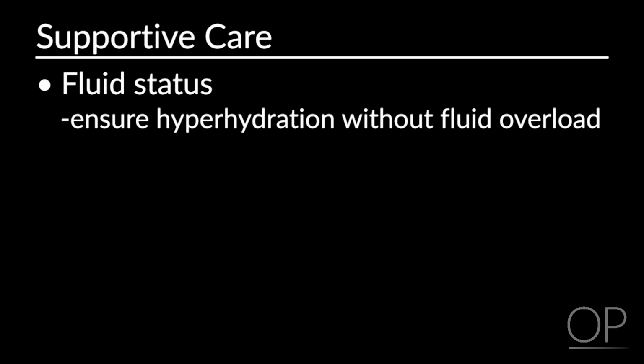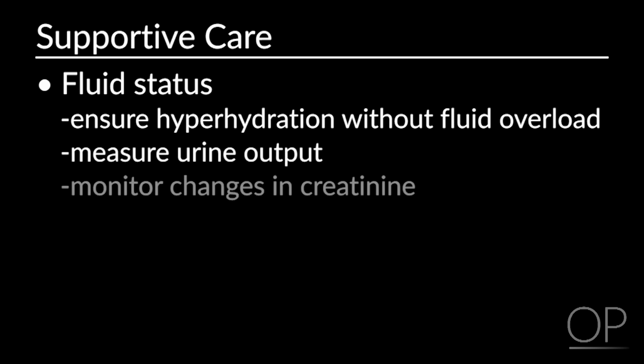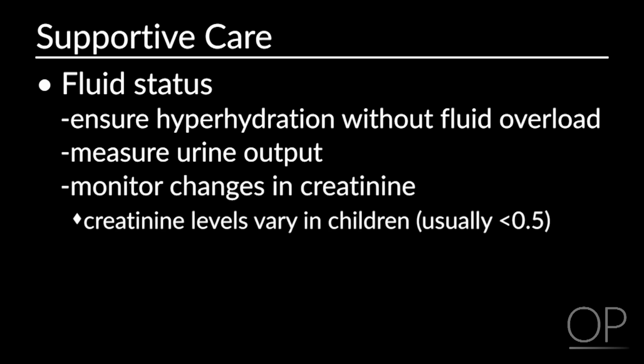And how do we do that? We can measure their urine output. We can monitor changes in their creatinine. And remember, in kids, creatinine levels actually vary quite a bit. And so unlike adults where we think a creatinine of 0.8 or 1 is normal, for a young child, a creatinine of 0.8 to 1 is potentially triple of what they should be.